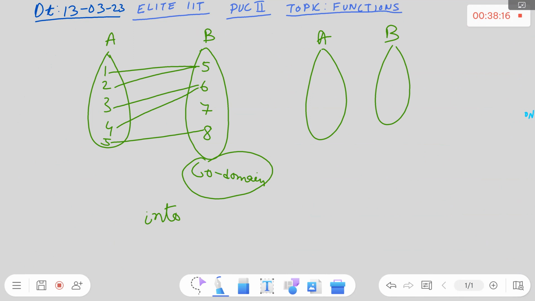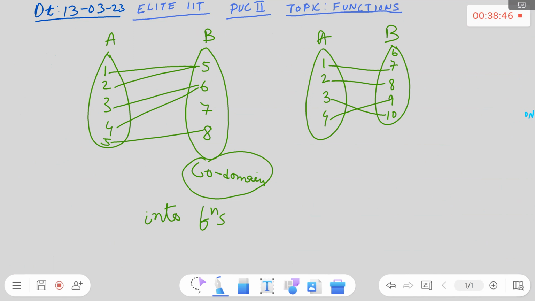7 does not have a pre-image. It can be more than that. It may have been 8 was not included. It could have happened, right? Then, such type of functions are called into functions. Okay? Again, it can look something like, maybe say, this is 7, 8, 9, 10. It can look something like this. Say 6, 7, 8, 9, 10.